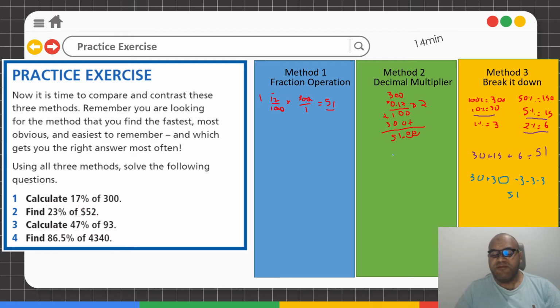The best way to find a percentage for me, Mr. Romeo, is breaking down. I like breaking down. It's very cool to me. But for any others, you guys could be different. It's up to you. Great.